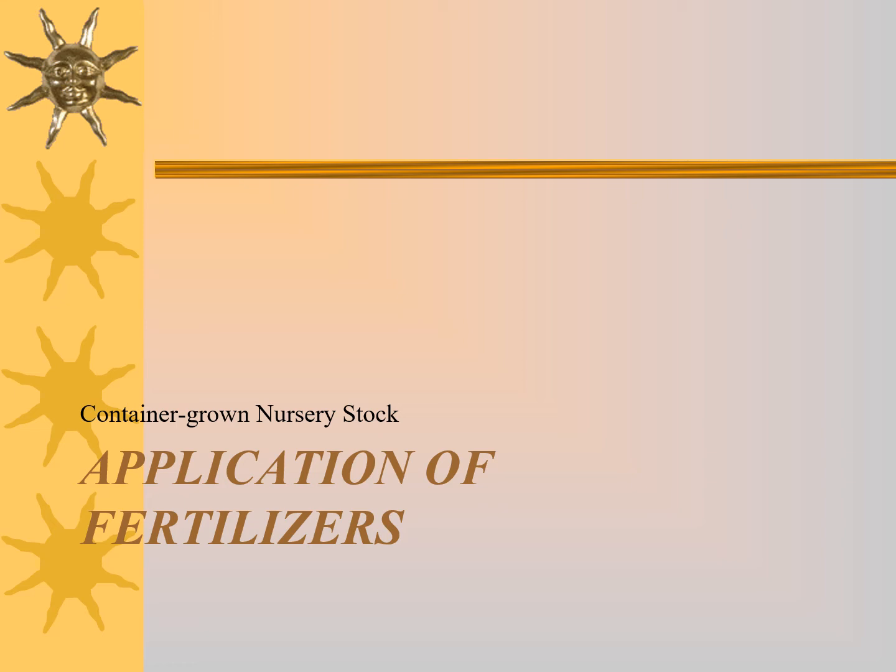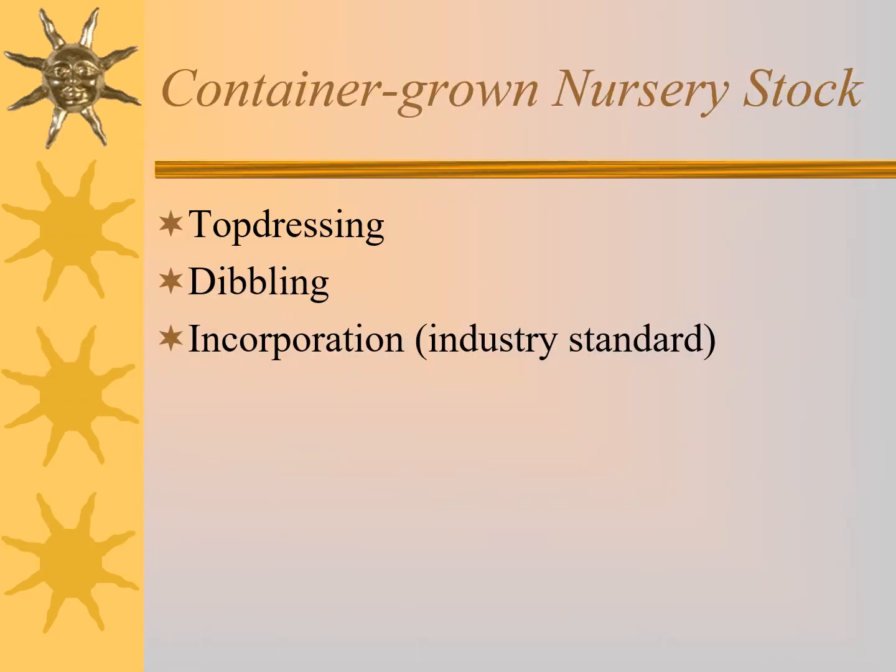Let's talk about the application of fertilizers to nursery stock that is growing in containers. This slide identifies 3 different methods of applying fertilizer to crops that are growing in containers. And those 3 methods are top dressing, dibbling, and incorporation, which is the nursery standard right now.